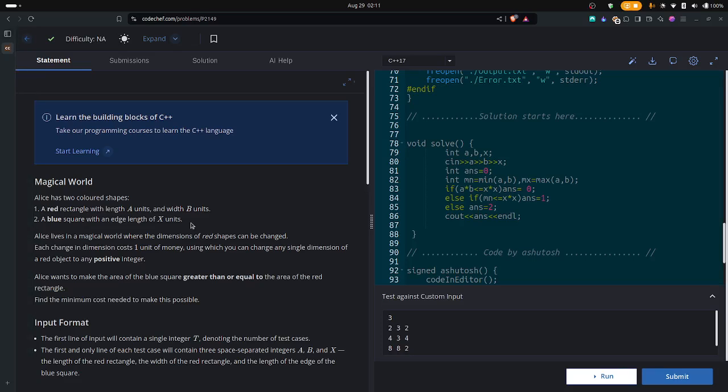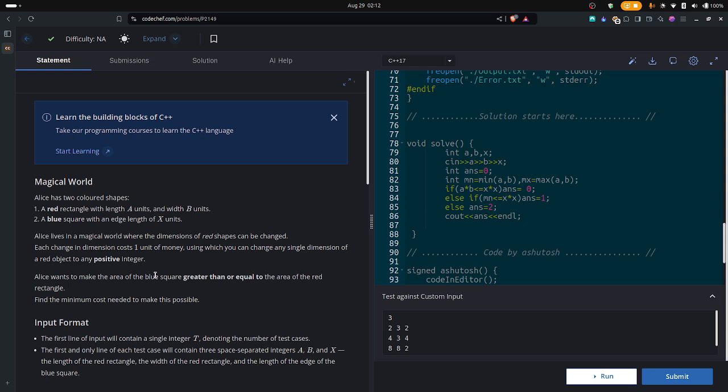Hello everyone, let's solve the problem today. So we are given two shapes. One is a red rectangle and the other is a blue square. The red rectangle has a length of A units and a width of B units, while the blue square has an edge length of X units.